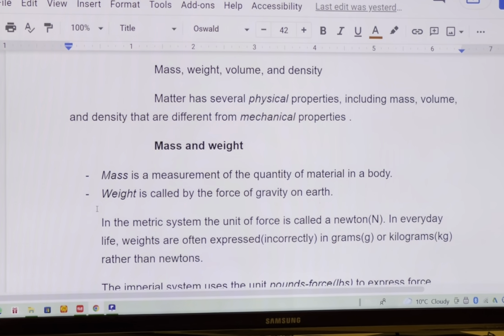Okay. You remember, if you write examinations, what is mass? What is weight? According to this, weight is caused by the force of gravity on Earth. That means weight is the mass times the acceleration according to the different planet. For example, on the Earth, weight is the mass times 9.8 meters per second squared.